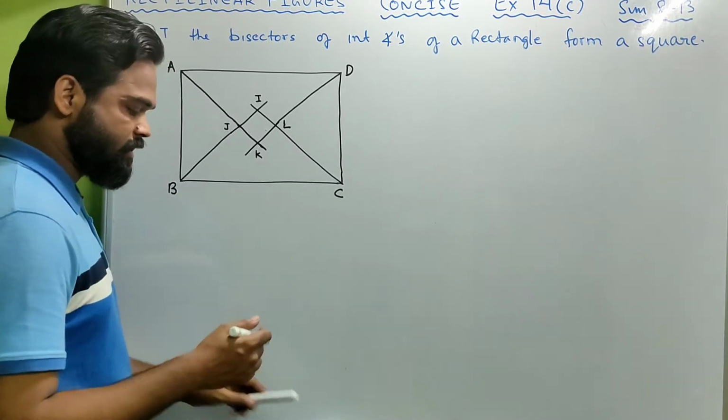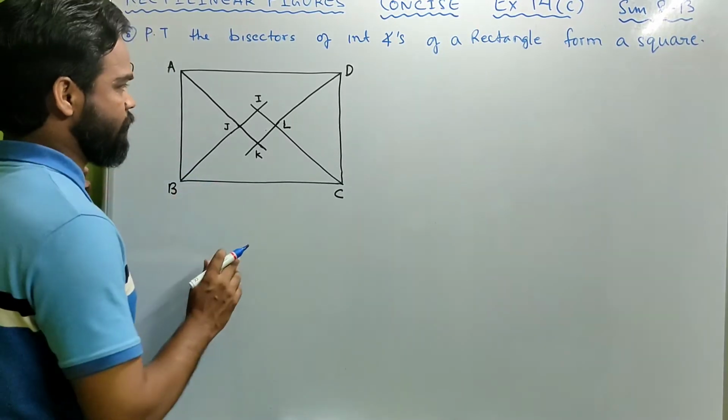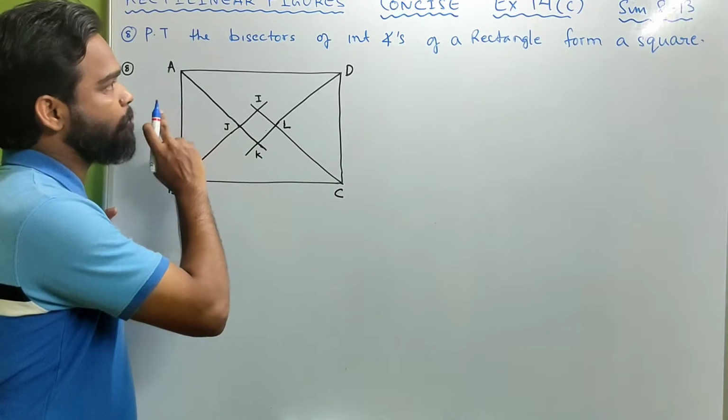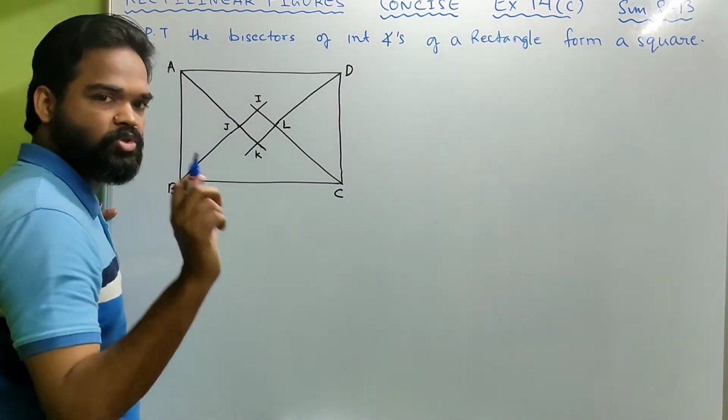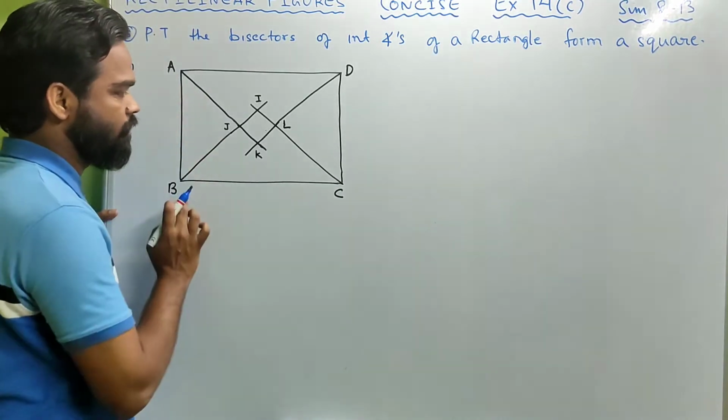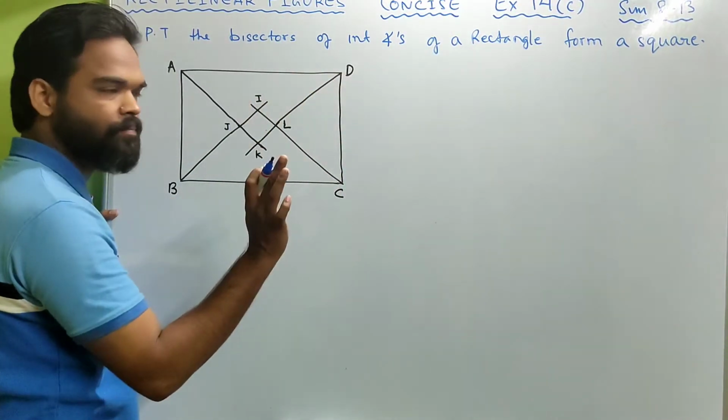Okay, now let us see sum number 8. Now 8 says, prove that the bisector of the internal angles of a rectangle form a square. I've drawn the diagram. See, I've taken a rectangle ABCD.